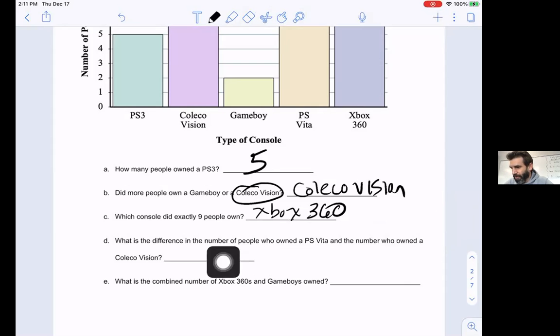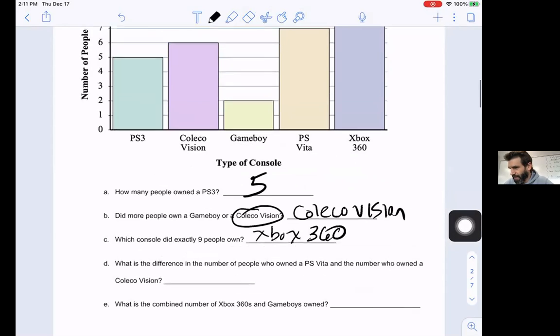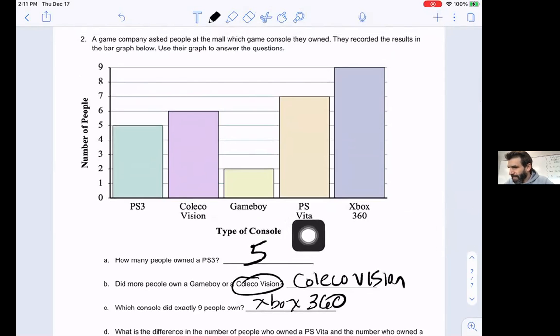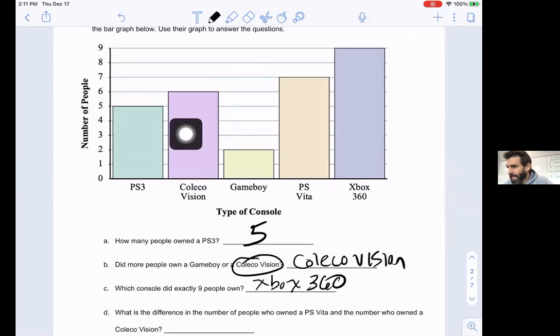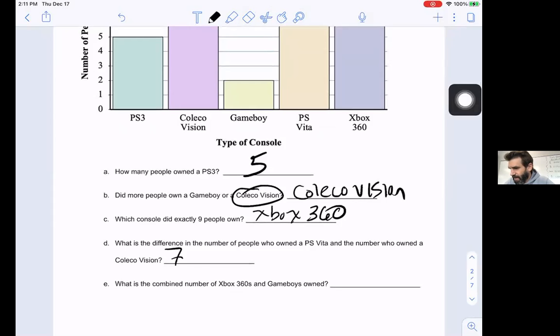Now we got to do a little bit of math here. What is the difference in the number of people who owned a PS Vita and the number who owned a ColecoVision? What is the difference? Well, it looked like 7 people owned a PS Vita, whereas what are we comparing this to? A ColecoVision. Only 6 people owned a ColecoVision. So that difference is 1, 7 versus 6. So 7 minus 6, the difference was 1.